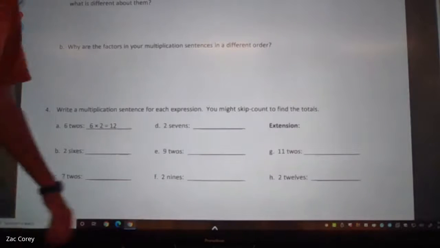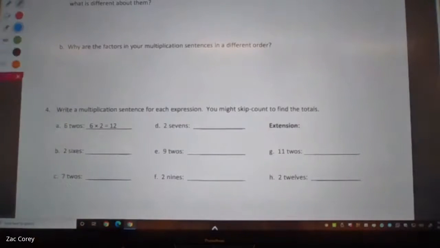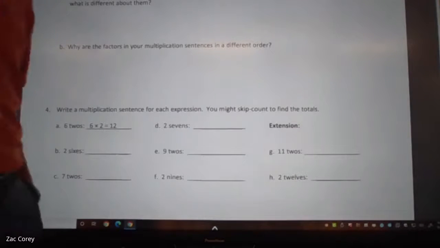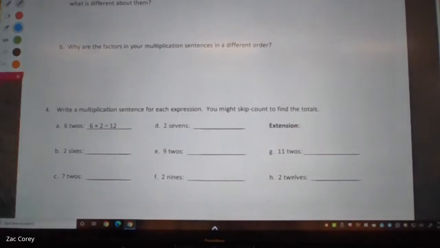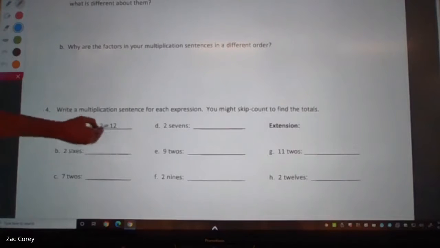So the first one they already did for us. Number 4a says 6 2's. So they want us to write a multiplication equation to represent what they are saying in each letter. All right, so number A, 6 2's. So that tells us we're going to count by 2 6 times. All right, so 6 2's, the multiplication equation for that would be 6 times 2 equals 12.